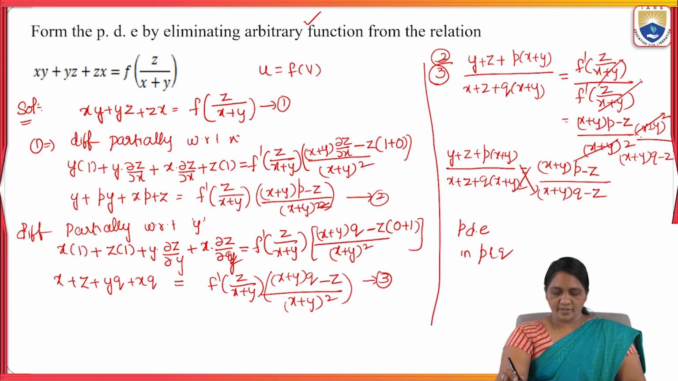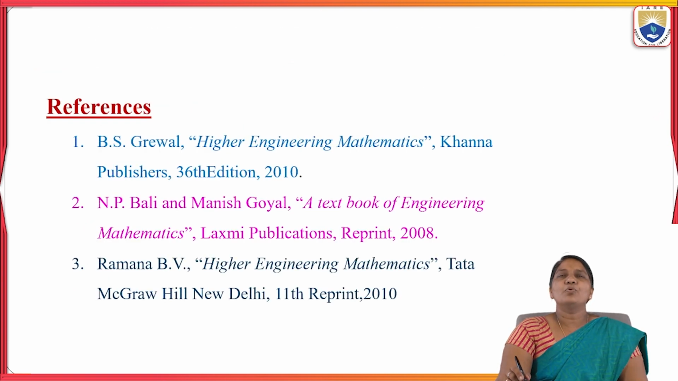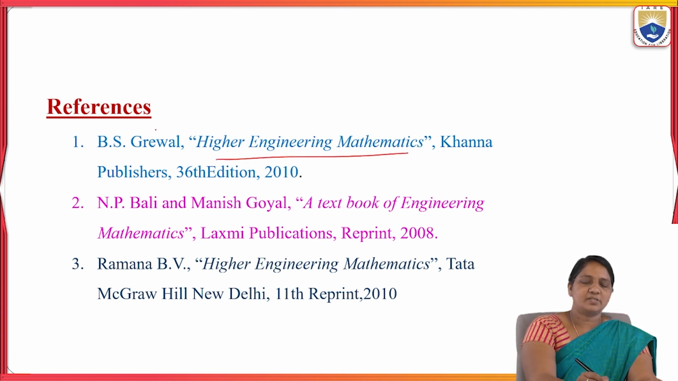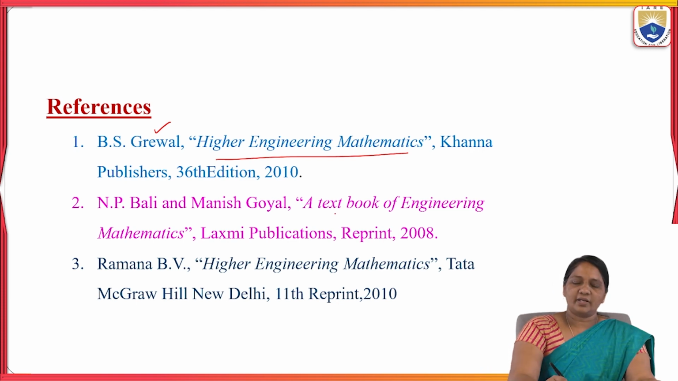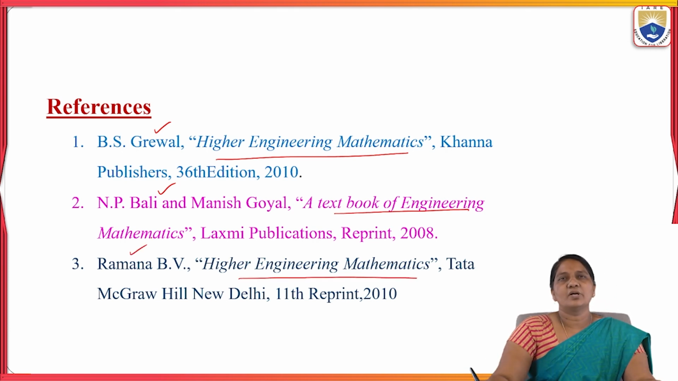I hope you get the clarity about this method. By eliminating the arbitrary function, you can form the partial differential equation. For more examples, you can refer to these textbooks: Higher Engineering Mathematics by B.S. Grewal, A Textbook of Engineering Mathematics by N.P. Bali and Manish Goyal, and Higher Engineering Mathematics by B.V. Ramana. So please take some more examples from these textbooks and practice them, and then you can get full clarity about the elimination of arbitrary functions.